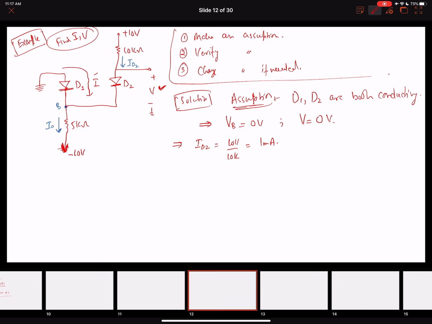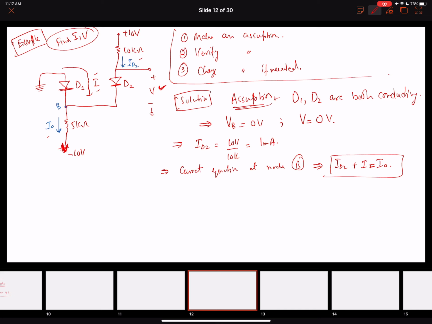Now I'm going to write the current equation in node B. The current equation in node B will be: I have ID2 plus I equals I naught.